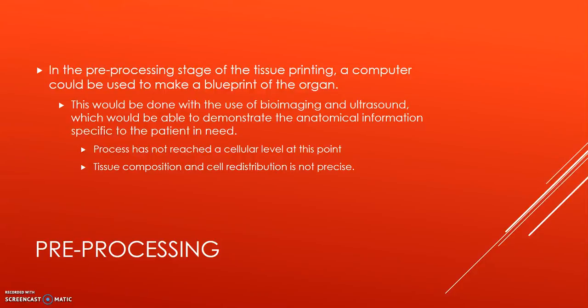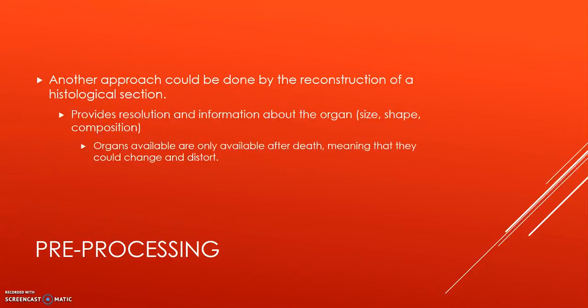However, this process has not reached a cellular level, and the tissue composition and cell redistribution is not as precise as needed. Another approach would be done by the reconstruction of the histological section, which would provide resolution and information about the organ, such as the size, the shape, and the composition. However, organs are only available after the death of a patient, which means that they could change or possibly distort.